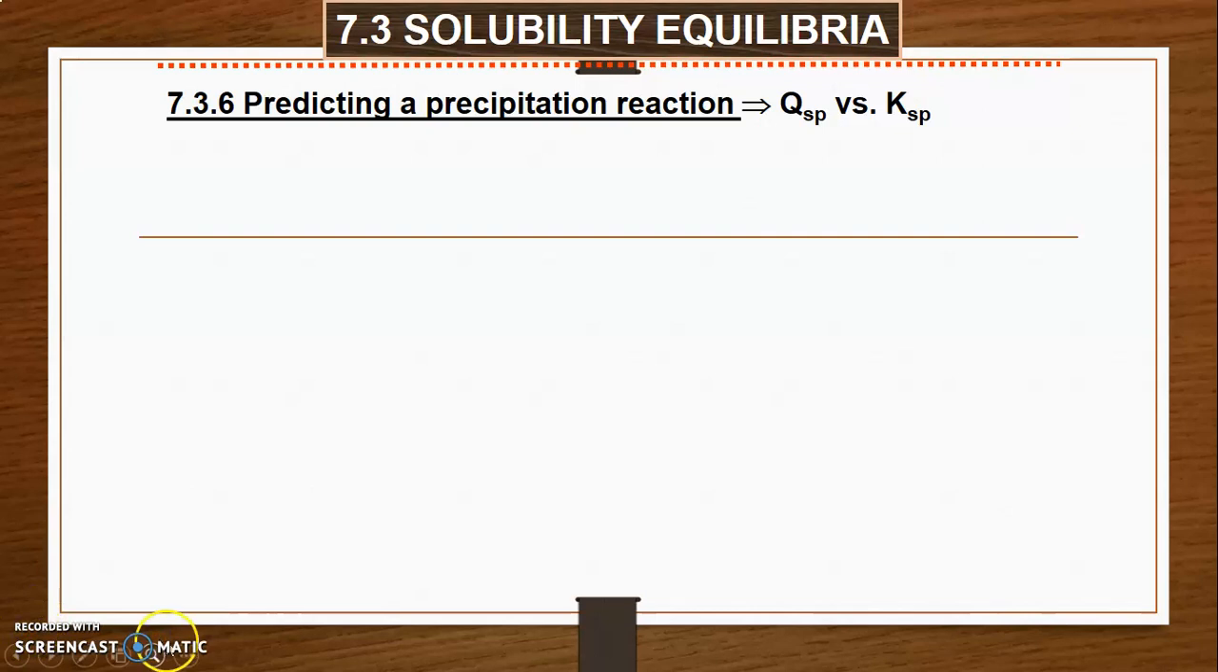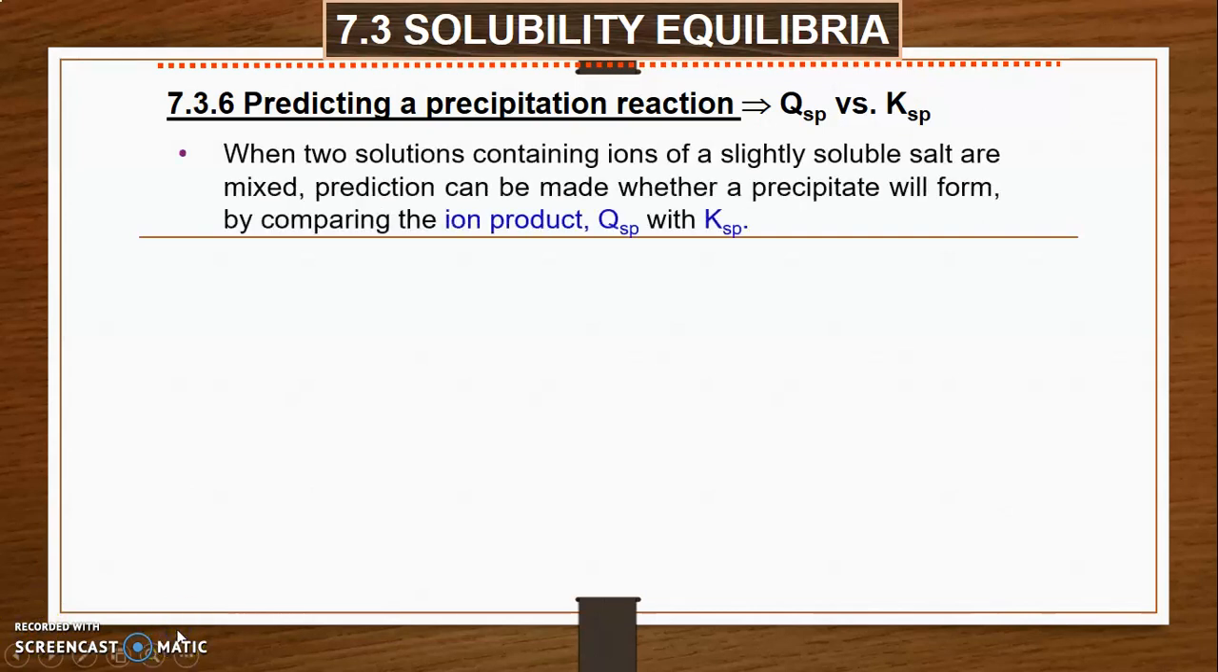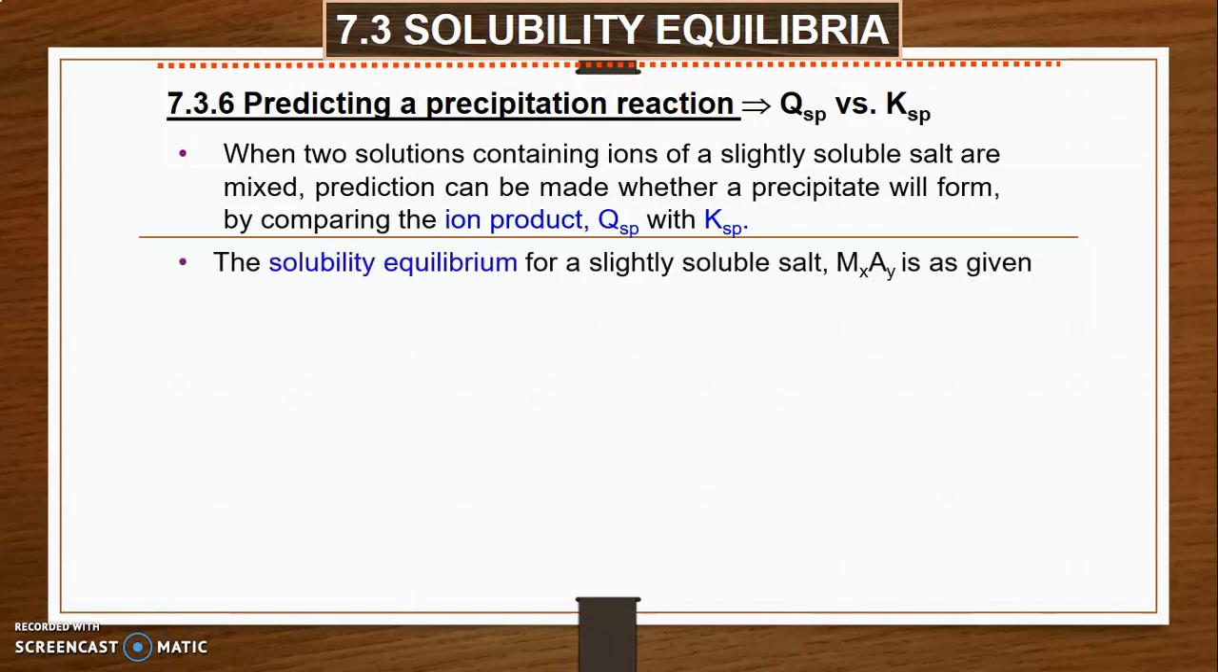Predicting a precipitation reaction. When two solutions containing ions of a slightly soluble salt are mixed, a prediction can be made whether a precipitate will form or not by comparing the ion product Qsp with the solubility product Ksp. For any slightly soluble compound such as MxAy, as given below, which consists of ions M plus and A minus, the Ksp can be written as the concentration of ion M plus times the concentration of A minus.